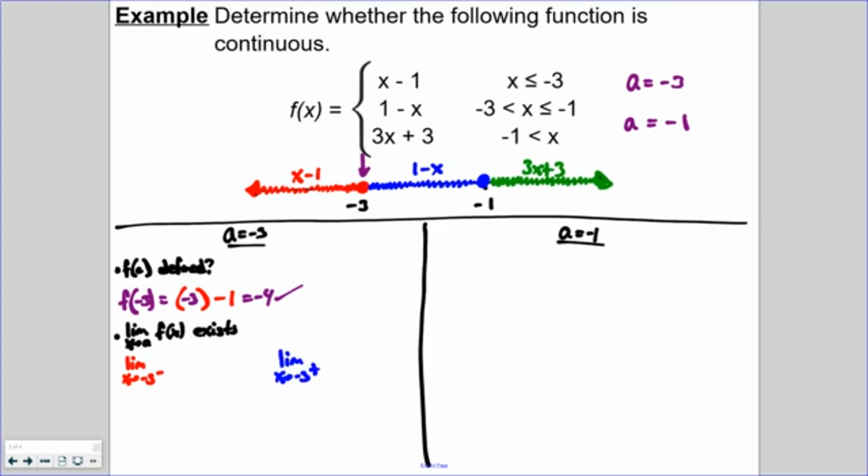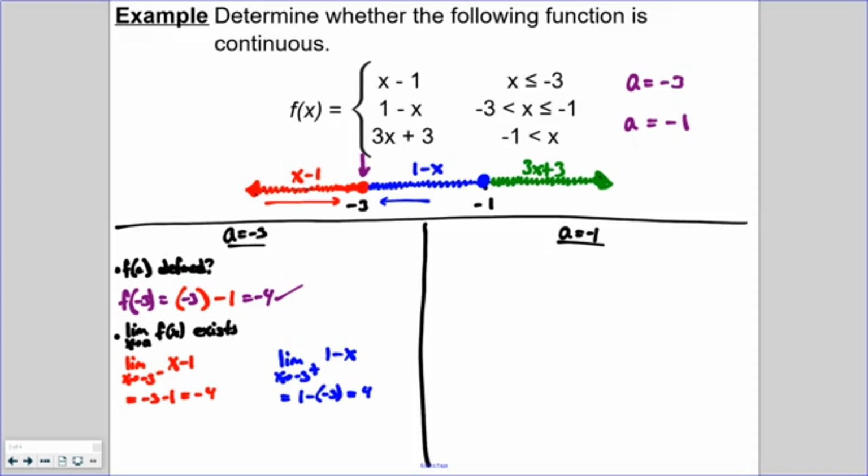So going up to our number line, we can see that when we're approaching -3 from the left, we're going to use the expression x minus 1. And when we're approaching -3 from the right, we're going to be using the expression 1 minus x. And since both these are polynomials, we can use direct substitution again. So we're going to get -3 minus 1, which gives us -4. And then we're going to get 1 minus -3, which is going to give us a +4.